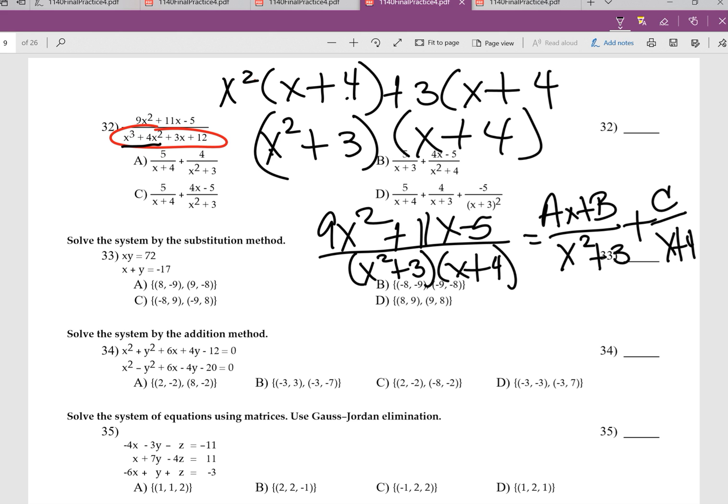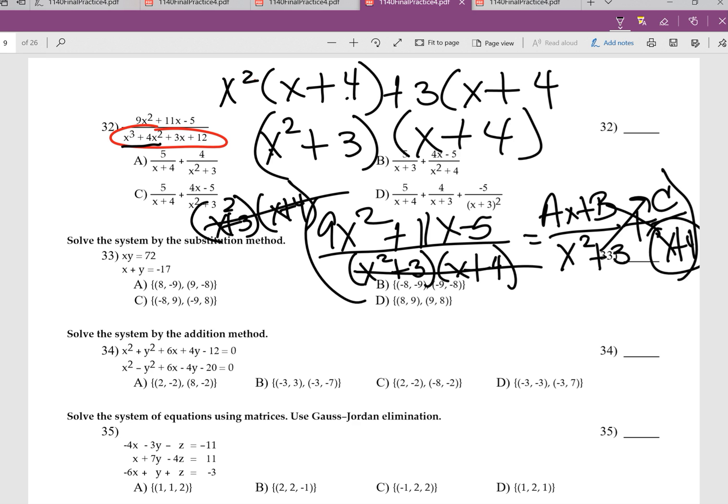Alright, and same thing applies. We're going to multiply the whole thing by that denominator. So we're multiplying by x squared plus 3x plus 4 on this side, and the same thing on this side. And this is going to cancel with this, and these are going to swap, basically. So they're kind of going to cross multiply in a sense.